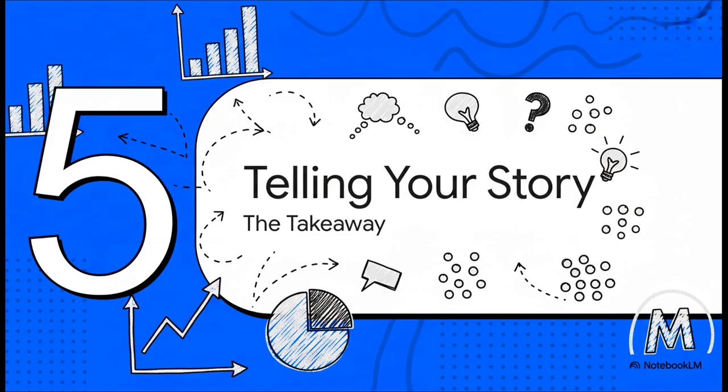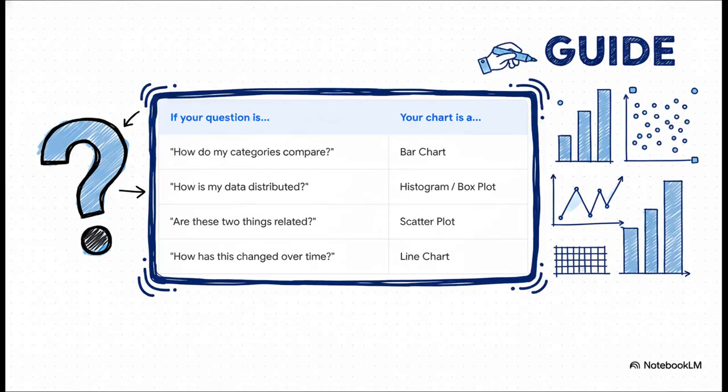All right, we've just zipped through 4 super powerful tools, but the real magic isn't just knowing what they are, it's knowing when to use them. So let's boil this all down to a simple guide. And look, the big idea here is so simple, but so important. It all starts with your question. If you want to compare categories, grab a bar chart. Easy. Curious about how your data is spread out? That's a histogram. Trying to find a relationship? Scatter plot. And tracking change over time? That's a line chart all day long. This is your go-to guide.